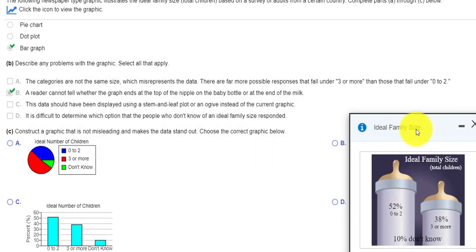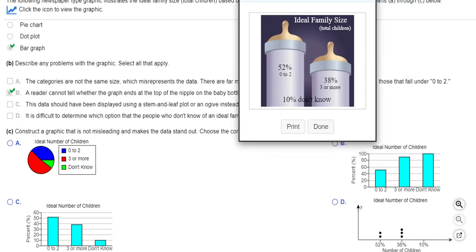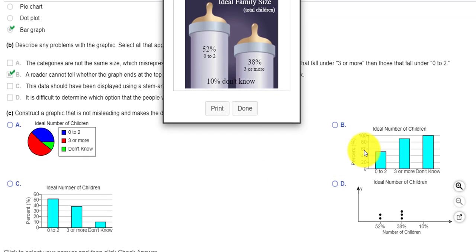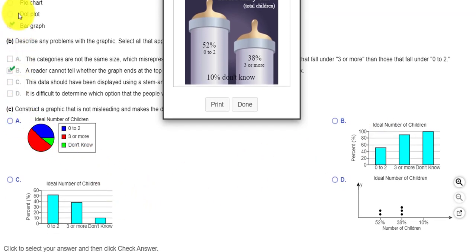Let's see, what else? So now it says construct a graphic that is not misleading. Okay, so we have 3 categories, right? From 0 to 2 is 52%, 3 or more is 38%, and then there's I don't know. So I see 0 to 2, 3 or more, I don't know. All right, so I'm thinking it's going to be letter A and B, right? Because we've already said that it's not a pie chart, it's not a dot plot. And so 0 to 2, that's 52%.